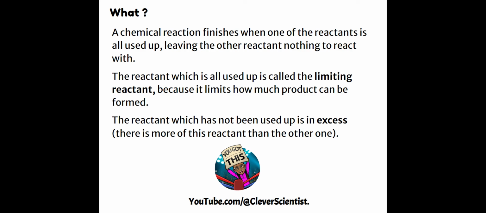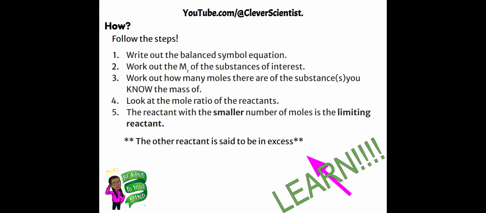So actually, how do we go about doing this? Well, guess what? We've got a simple process with some simple steps. So let's have a look at them. Firstly, you write out the balanced symbol equation. Step 2, you work out the formula masses of the substances of interest.